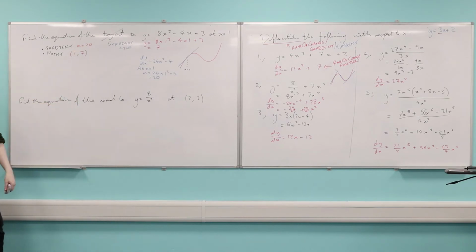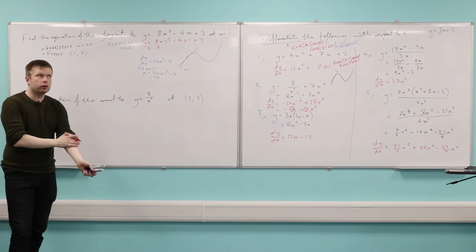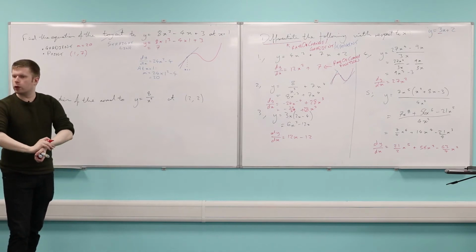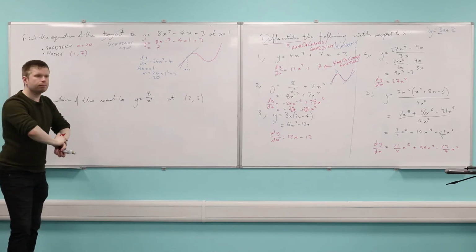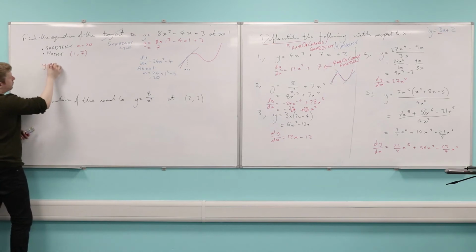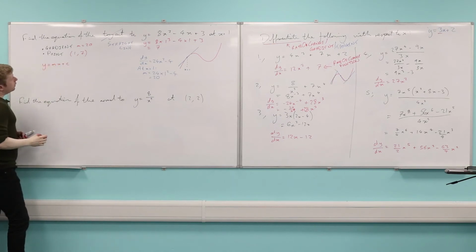This then is just a straightforward equation of a straight line question. Okay, so which way do you want to do it? y minus y1 equals m times x minus x1, or y equals mx plus c? Okay, fine. So okay, y equals mx plus c. Right, let's stick it in.